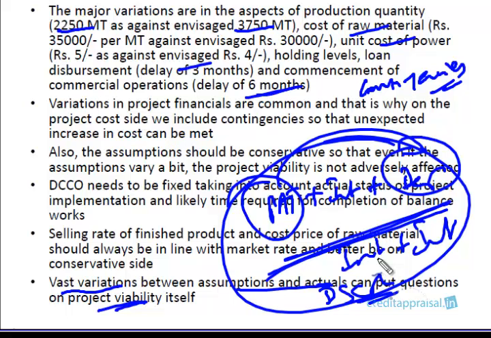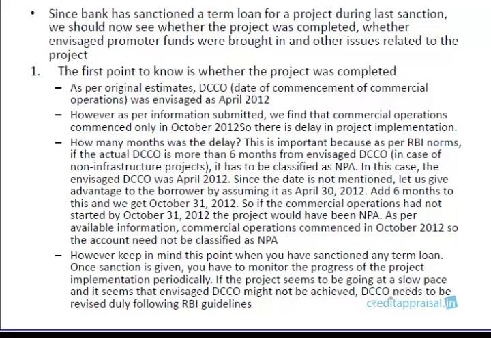Otherwise, if there is wide variation, obviously the DSCR will come down and the loan repayment cannot happen, which in other words means the project viability is affected, right? So let us look into this company XYZ. The first point, we need to know whether a project is completed or not.